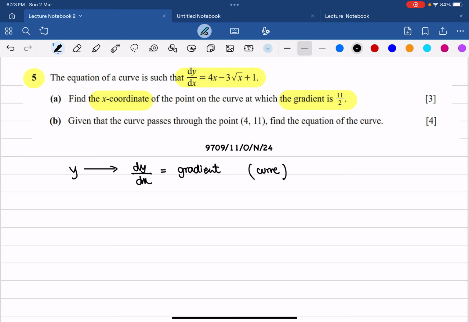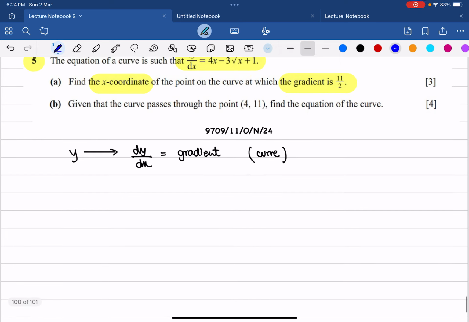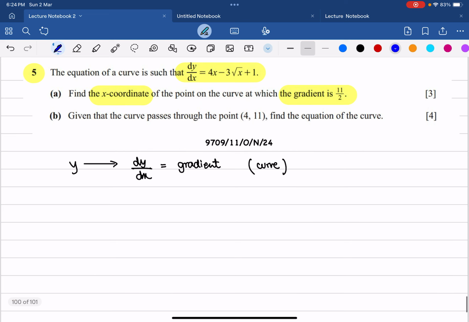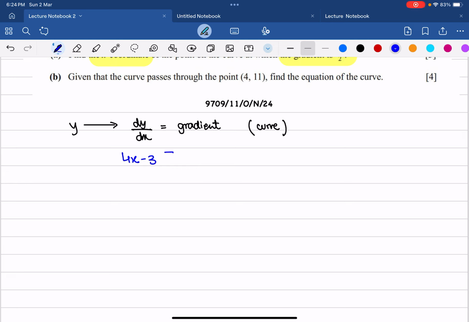Okay, the question has given you the reverse process. It has stated the gradient, and now it says that you have to find the corresponding x coordinate at which the gradient was 11 by 2. The process is going to be very simple. You are simply going to replace dy by dx with the differentiated equation given in the question, that is 4x minus 3 under root x plus 1, and you are going to equate it to the gradient that was 11 by 2.